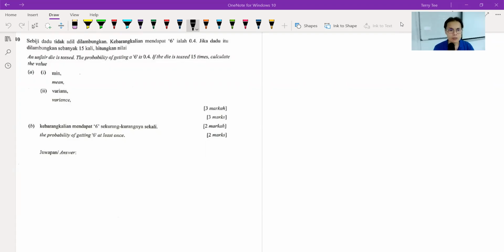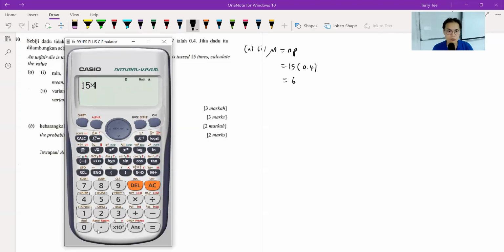Now we know for binomial distribution, maybe I write over here, the mean is given by mu equals np. n is the number of trials. p is the probability of success. So here we toss it 15 times. So your n is 15. p is the probability of getting number 6, in this case, 0.4. 15 times 0.4 is just 6. You use a calculator. 15 times 0.4 is 6.